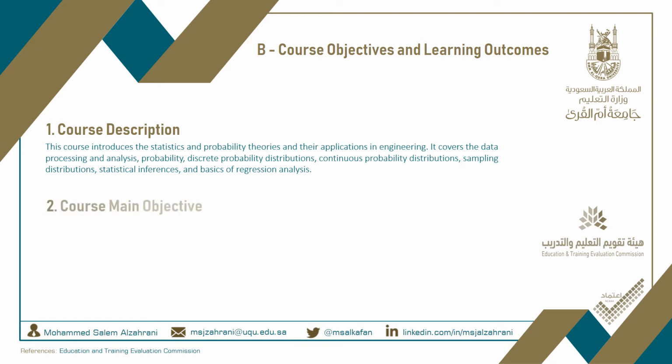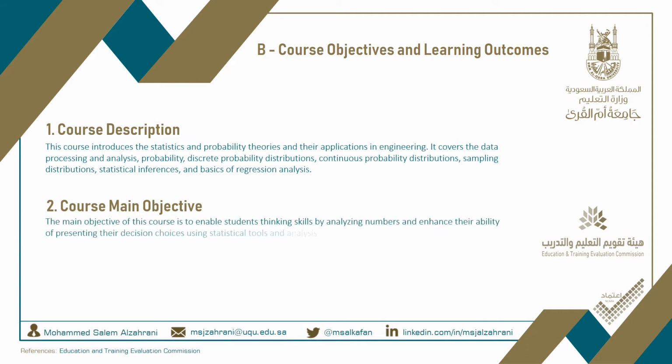The second part is the course main objective, which I recommend writing after the CLOs, the course learning outcomes. So the course main objective is the summary or abstract of all the course learning outcomes, which we will later show to you.